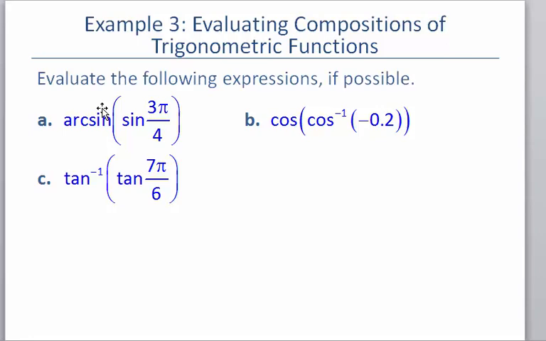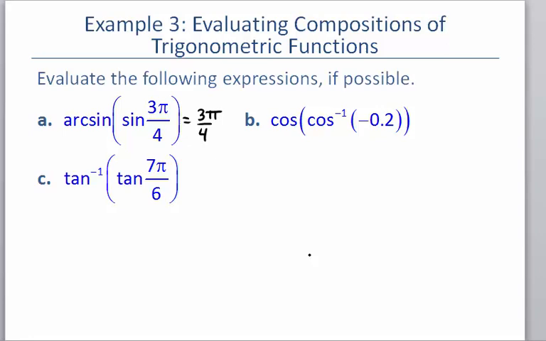So we have to be careful with these type functions, because often students will look at these and say that since we have an inverse function and we have the original function, they sort of cancel each other out and leave us the answer. So like in part A, a student might look at this and say we have an arcsine and a sine. Those two functions undo each other, leaving us an answer of 3 pi over 4. Now, in some cases that is true, but in other cases that process doesn't work.